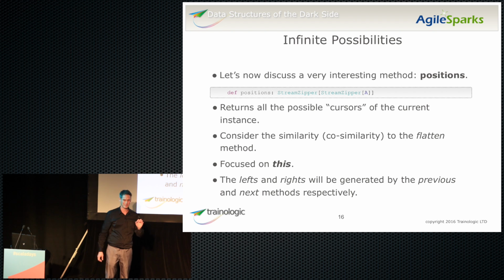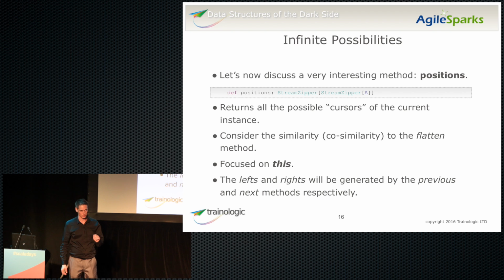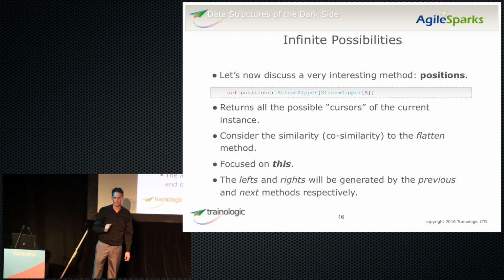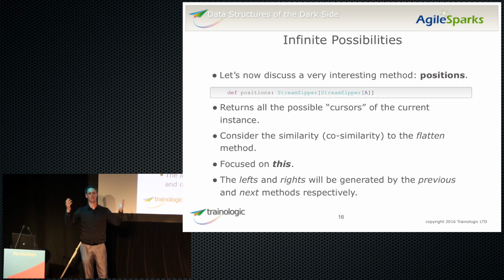Okay, and take a look at the similarity to the regular flatten method. A flatten method, which in a regular list or a regular traversable, you just take a list of lists and compact it into a single list. It's the basis for flatMap. And here we have the opposite, the co-flatten. Actually, this is how it should be called, co-flatten. I just enhance my data structure to represent all the possible cursors.